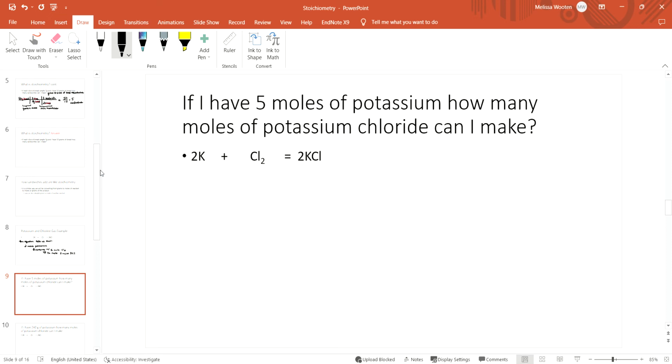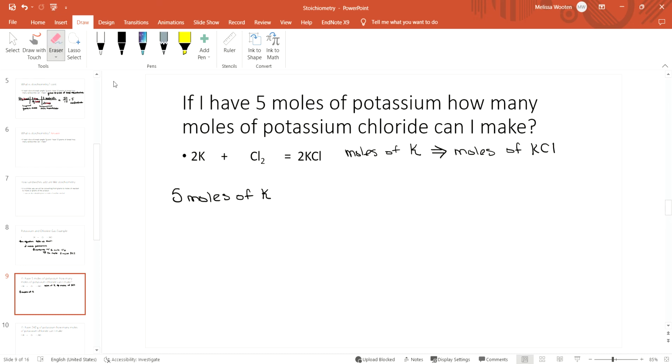So let's write out first. We're going from moles of potassium to moles of potassium chloride. So I have 5 moles of potassium. Let's take that out and just put potassium. I have 5 moles of that. That's my given. My recipe says that I need 2 moles of potassium for every 2 moles of potassium chloride.